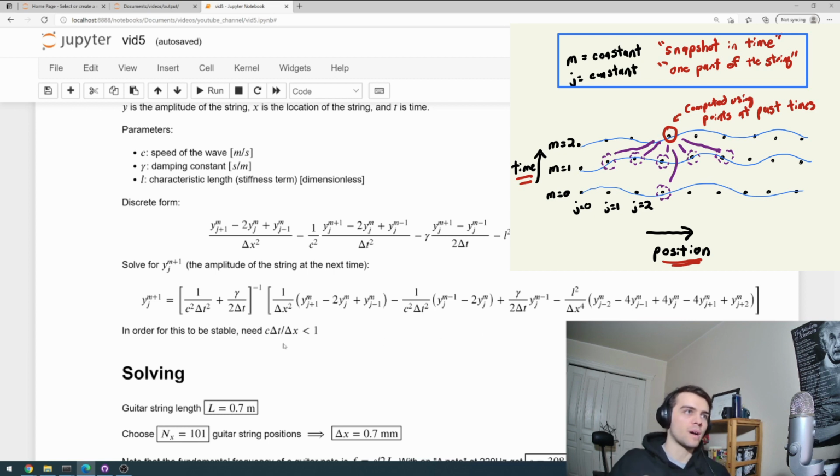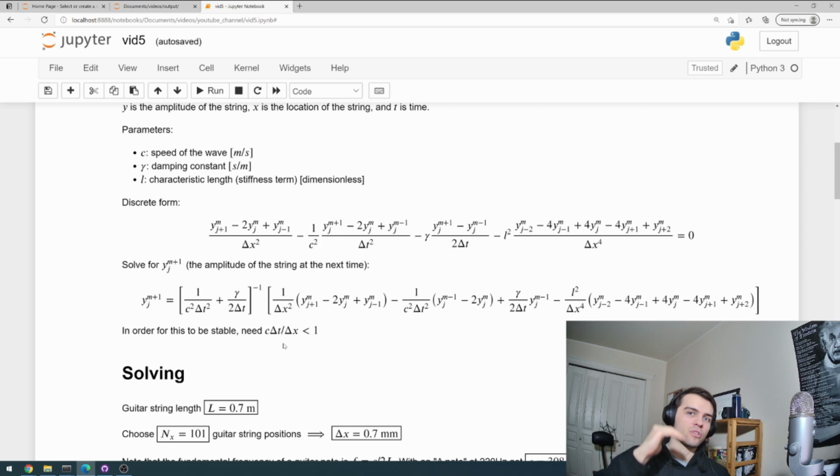And furthermore, in order for this to be stable, so you're sort of iterating through time, you need to have this constraint: c delta t divided by delta x is less than 1. That's just a mathematical fact, a numerical constraint that we have to follow here. So there's a lot of things. Pause the video, get used to it, read it over, try to make sense of what we're doing here. We're going to be solving for this.